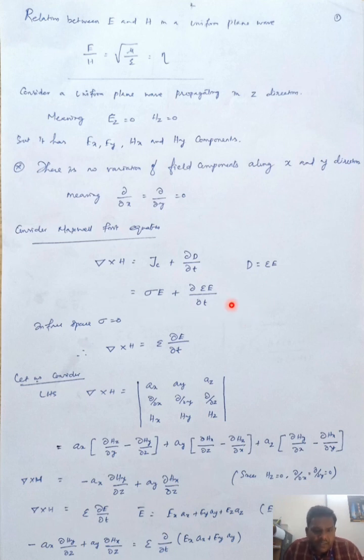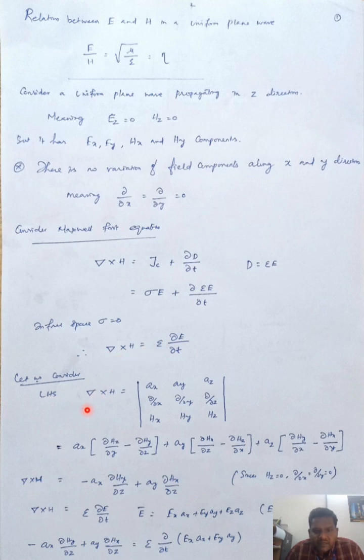We know that in free space there will be no charge available to conduct electricity, which results in the conductivity sigma being equal to 0. So the above equation reduces to del cross H is equal to epsilon dou E by dou t. We are going to consider only the left hand side first; later we can consider the right hand side.